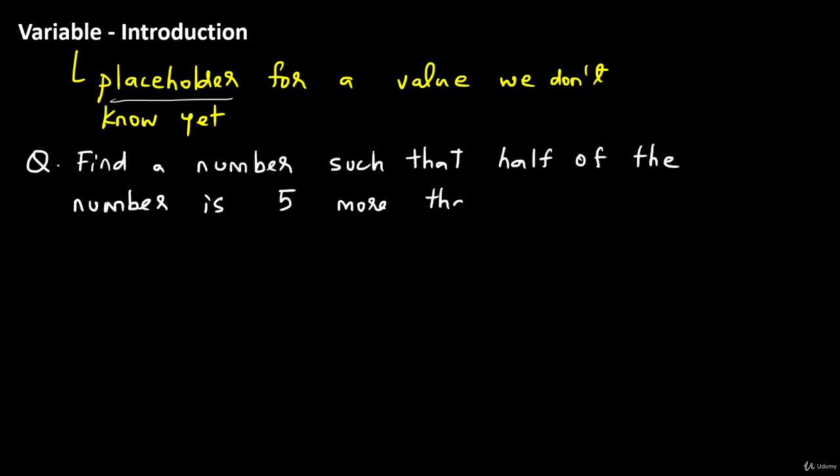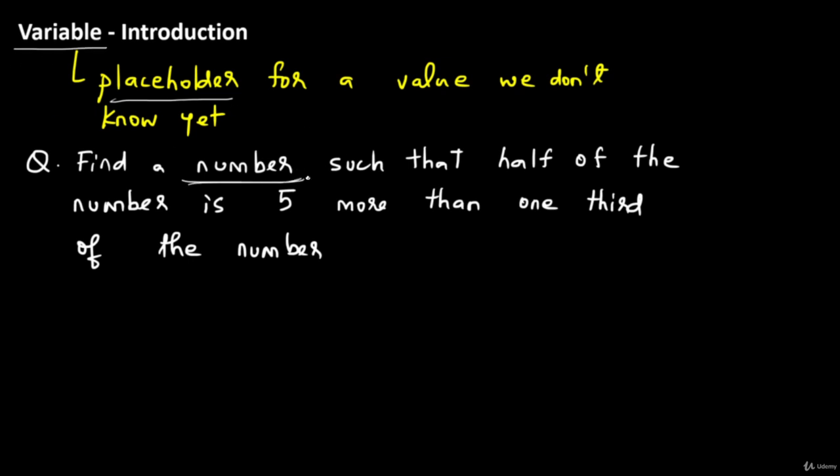So find a number such that half of the number is 5 more than 1/3 of the number. Now we need to find this number. We don't know the value of this number yet. So let's use a variable to represent this number. Let me take this number as x. Now you can see that a variable is typically an alphabet. We take an alphabet as a variable. So this number is taken as x.